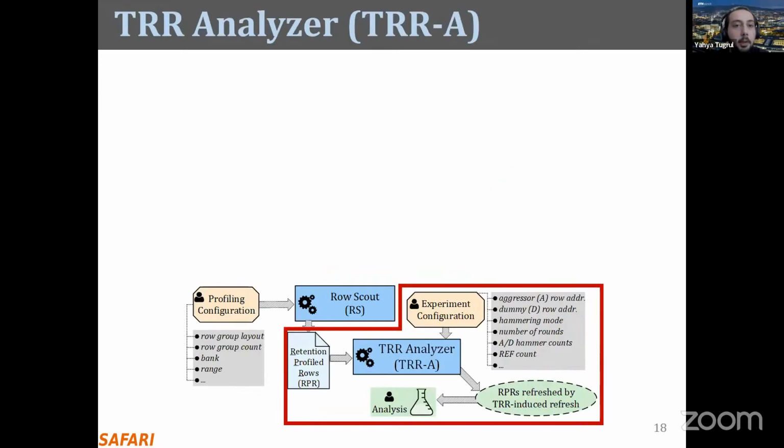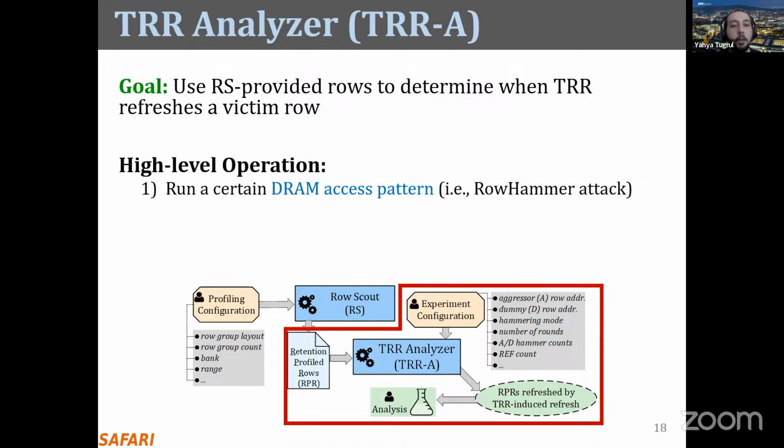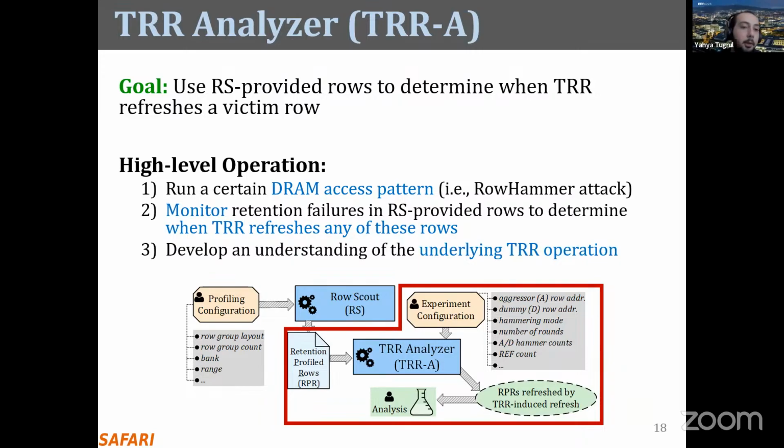Now let's look at the second part, TRR analyzer. The goal of TRR analyzer is to use the RowScout provided rows to determine when a TRR refreshes a victim row. So at a high level, TRR analyzer runs a certain DRAM access pattern, and second, it monitors retention failures in RowScout provided rows to determine when TRR refreshes any of these rows. And third, based on when and which of the RowScout provided rows are refreshed by the TRR mechanism, the user develops an understanding of the underlying TRR operation.